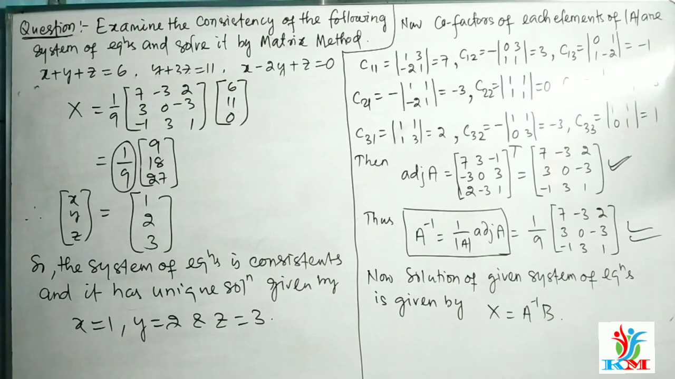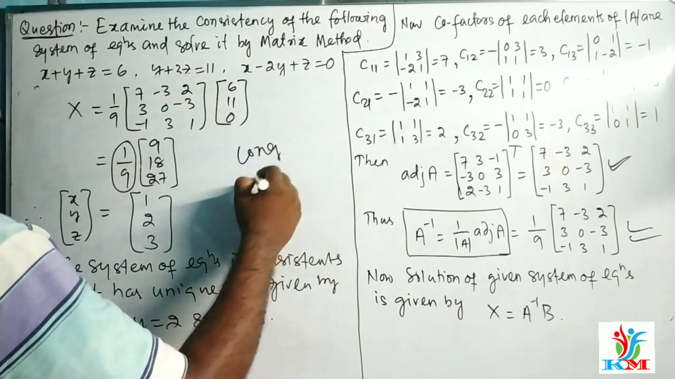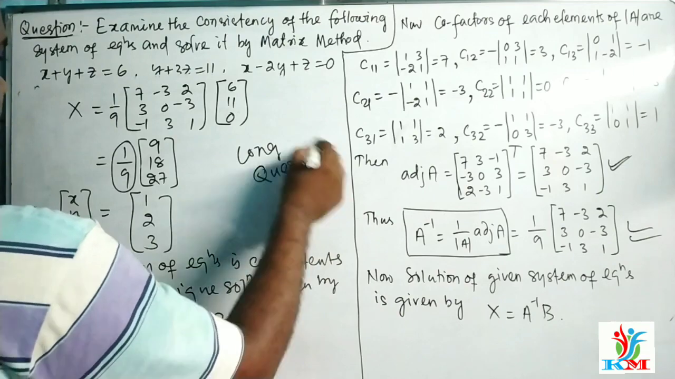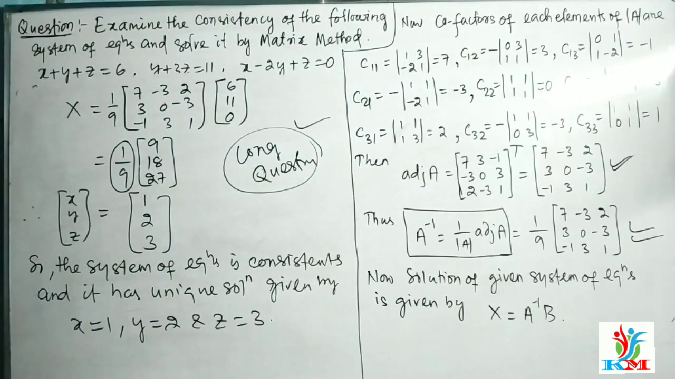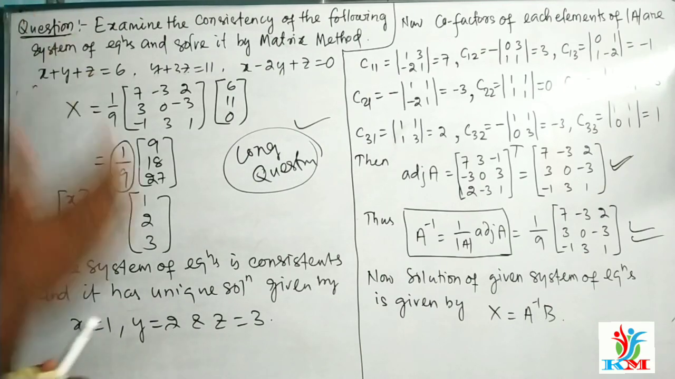This is the matrix method process for solving a system of linear equations. I hope all of you understand this, and this is one of the most important long questions for your CHSE board exam. So simply understand this process of matrix method, how to find the solution of a system of linear equations. This is the last topic of your determinant. Okay, I hope all of you understand this. Okay, thank you.